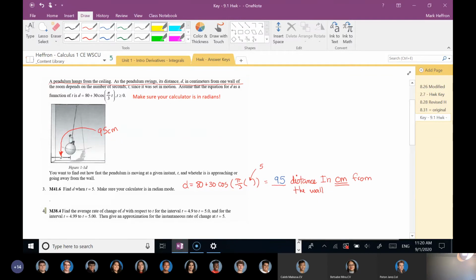So now I want everybody to just read number 4 on their own. If you were doing this and I wasn't here, how could you find the average rate of change of D with respect to T for the interval 4.9 to 5 and 4.99 to 5? What would you do? Buddy, what do you think? How would you find the average rate of change from 4.9 to 5?